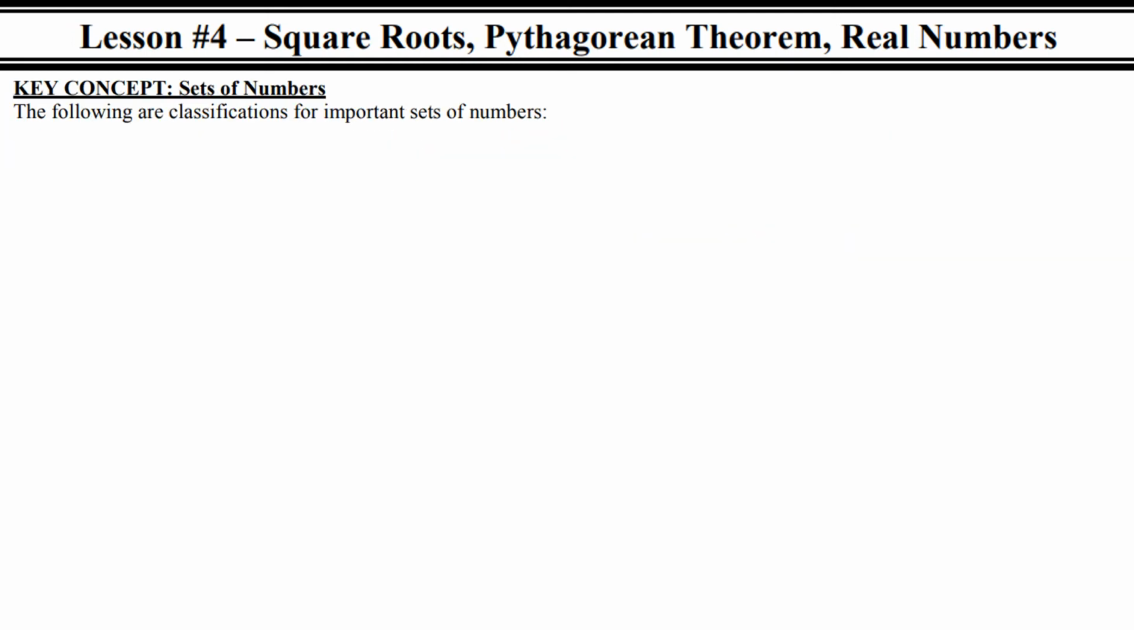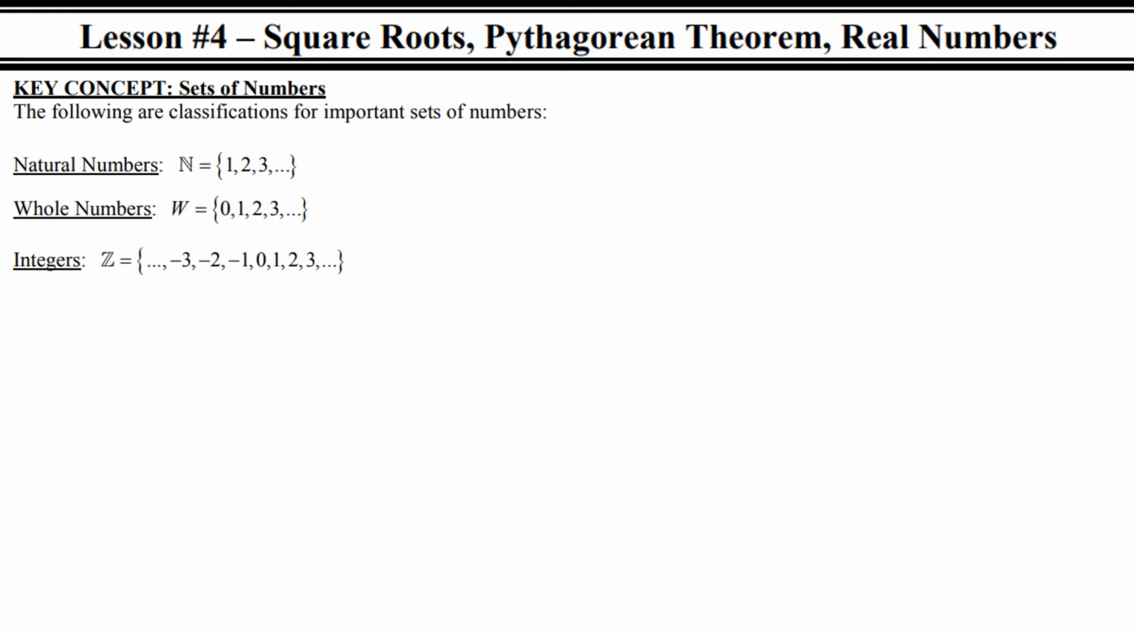The following are classifications for important sets of numbers. The natural numbers, which we signify with an uppercase N, equal 1, 2, 3, and so forth, going in the positive direction. The whole numbers, which we signify with an uppercase W, are similar, but they also include 0. Integers, which we signify with the letter Z, because that's the first letter of the word integer in the German language, and they were some of the first to play with this. Notice that they're similar to the whole numbers. They include 0, 1, 2, 3, but they also include negatives, -1, -2, -3.